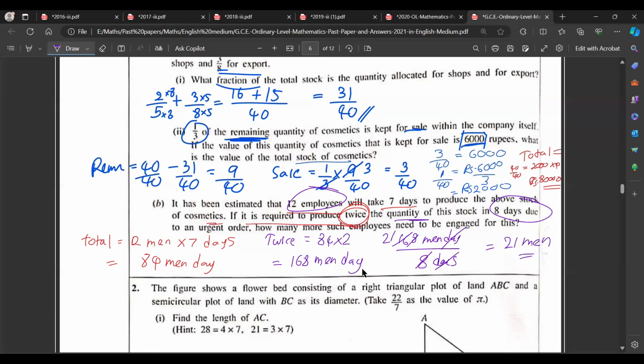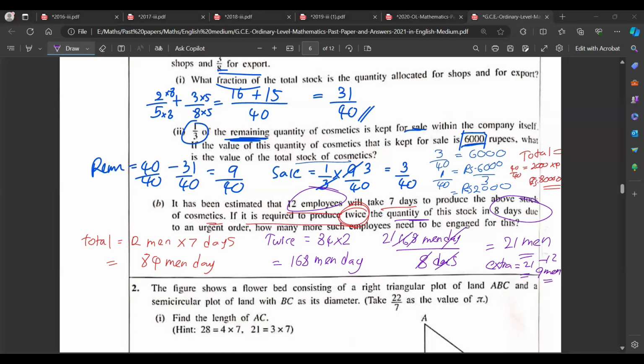In the beginning there are 12 mil. Now they want 21 mil. So how many extra mil? 21 minus 12, they need another 9 mil. If you consider the extra, you have to do this one urgently. You have to take another 9 mil, no?